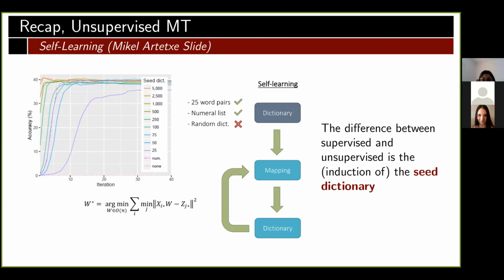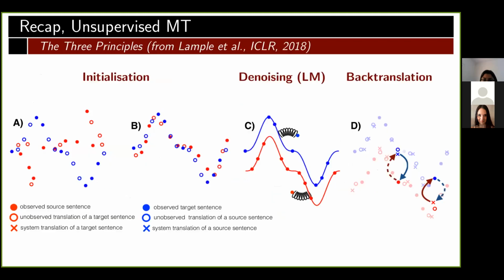So the distinction between supervision and non-supervision here is very slight, because with very small dictionaries you get good results, and being able to induce small dictionaries was not that difficult. So we saw several techniques to be able to induce these dictionaries. And then this had a clear application for unsupervised machine translation.